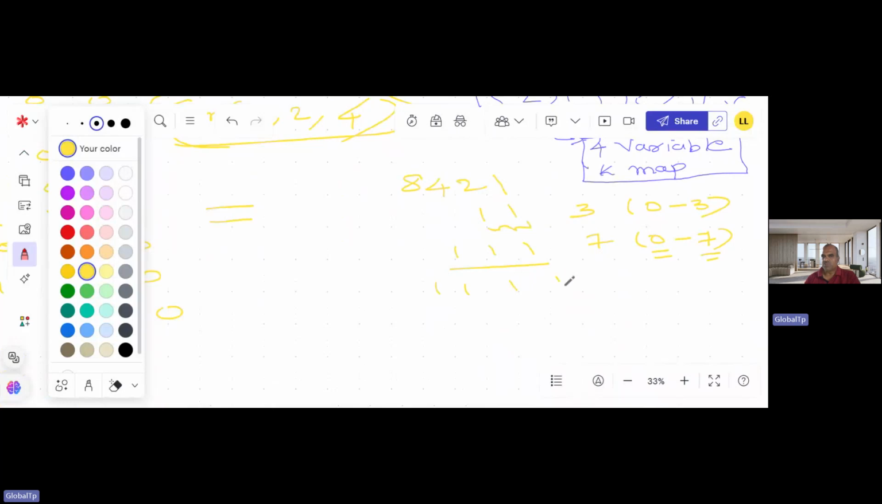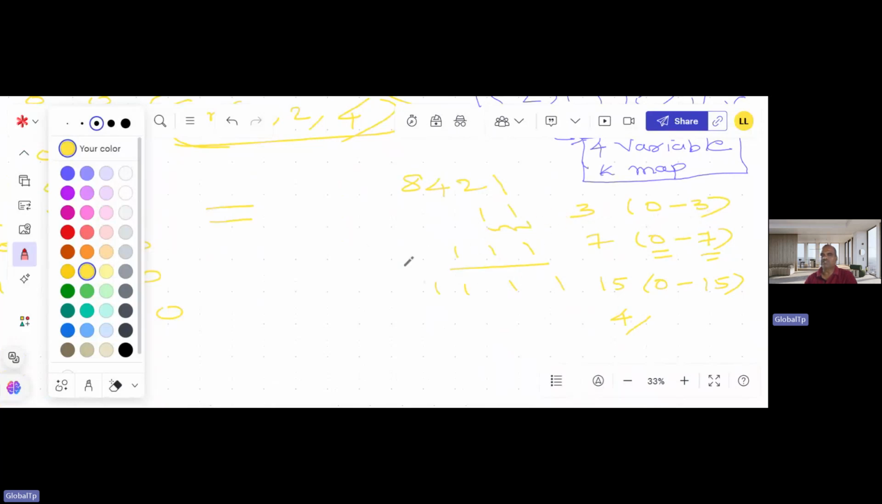Next 1 1 1 1, so 8 plus 4 is 12, 12 plus 2 is 14, 14 plus 1 is 15. So if the number is within the span of 0 to 15, you can directly use a four variable Karnaugh map. On seeing that, you can understand. So in the range of 0 to 15, if the final number is 15 it means four variable, and less than or equal to 7 means it will be three variable, and less than or equal to 3 means that will be a two variable K-map.